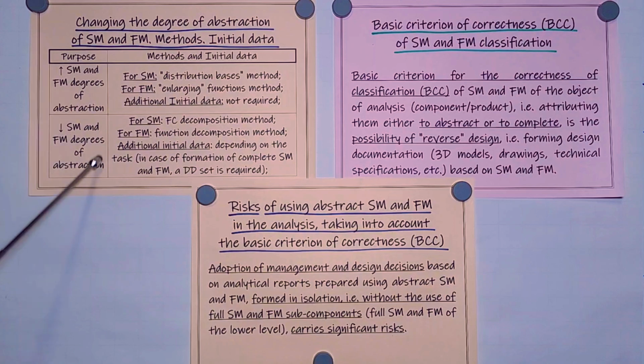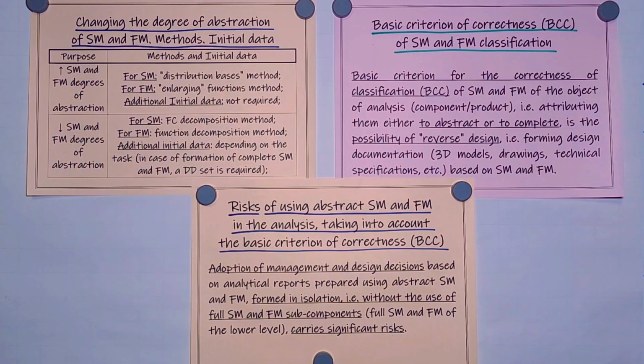Methods of decreasing the degree of abstraction of structural and functional models. The first thing that comes to mind when asked about methods of reducing the degree of abstraction, i.e. the approximation of an abstract structural and functional model to full or complete, is to increase the number of elements in the structural model, i.e. decomposition of function carriers in the structural model and functions in the functional model, to the level of compliance with design documentation, i.e. conditionally to bolts, screws, rivets, parts, and the corresponding increase in the number of functions in the functional model.